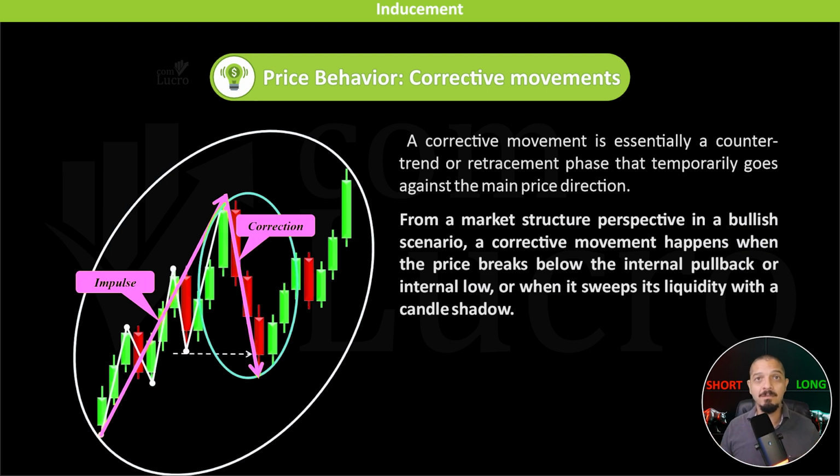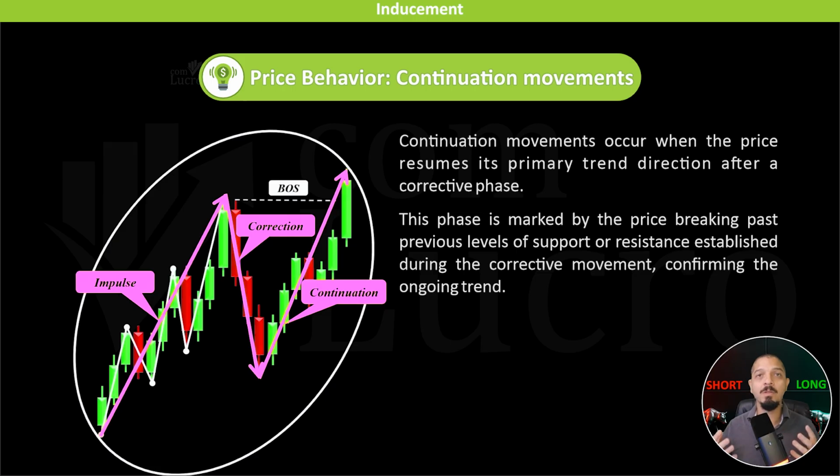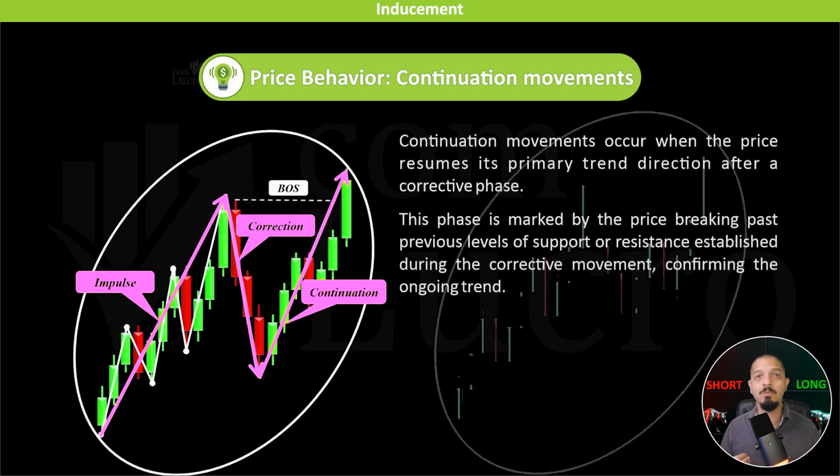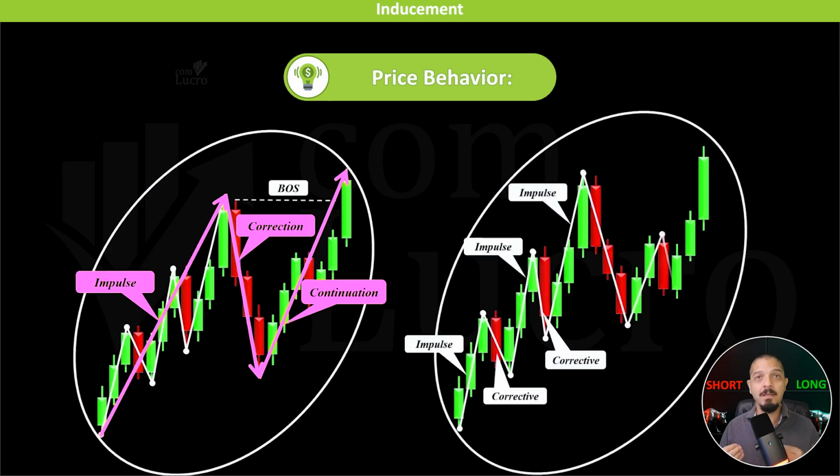In this instance, the correction is represented by these three red candles, showing that the price has broken out and swept the liquidity of the previous pullback's lowest point. Subsequently, the price pushes upwards and eventually breaks out above the latest swing high, which we then consider as a continuation movement.